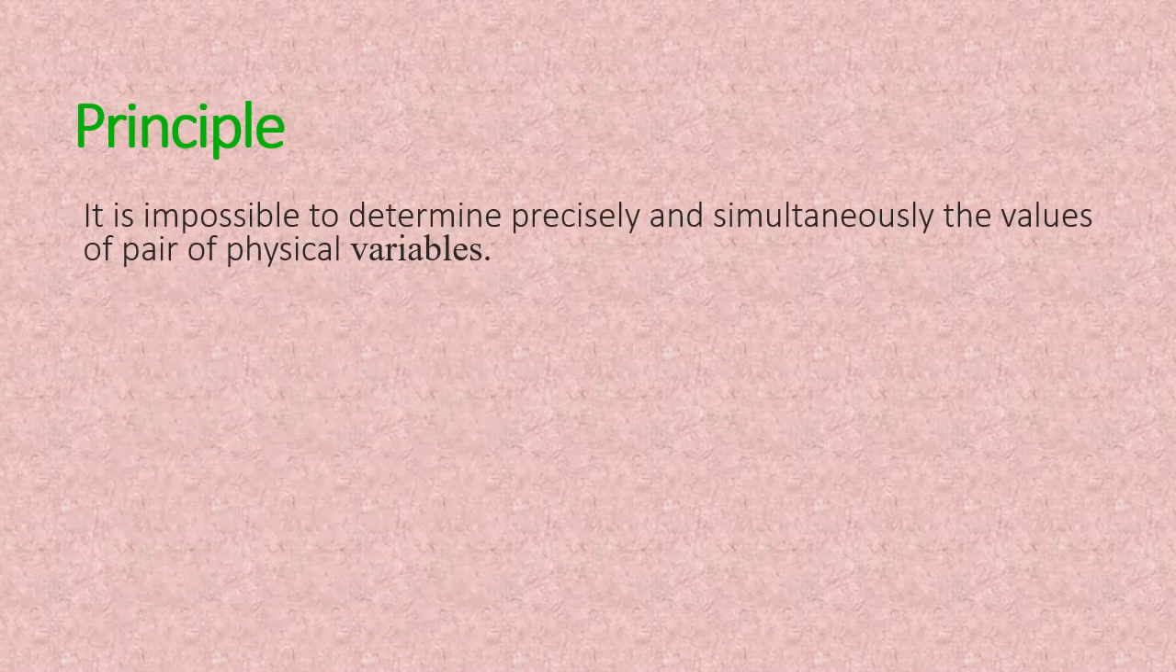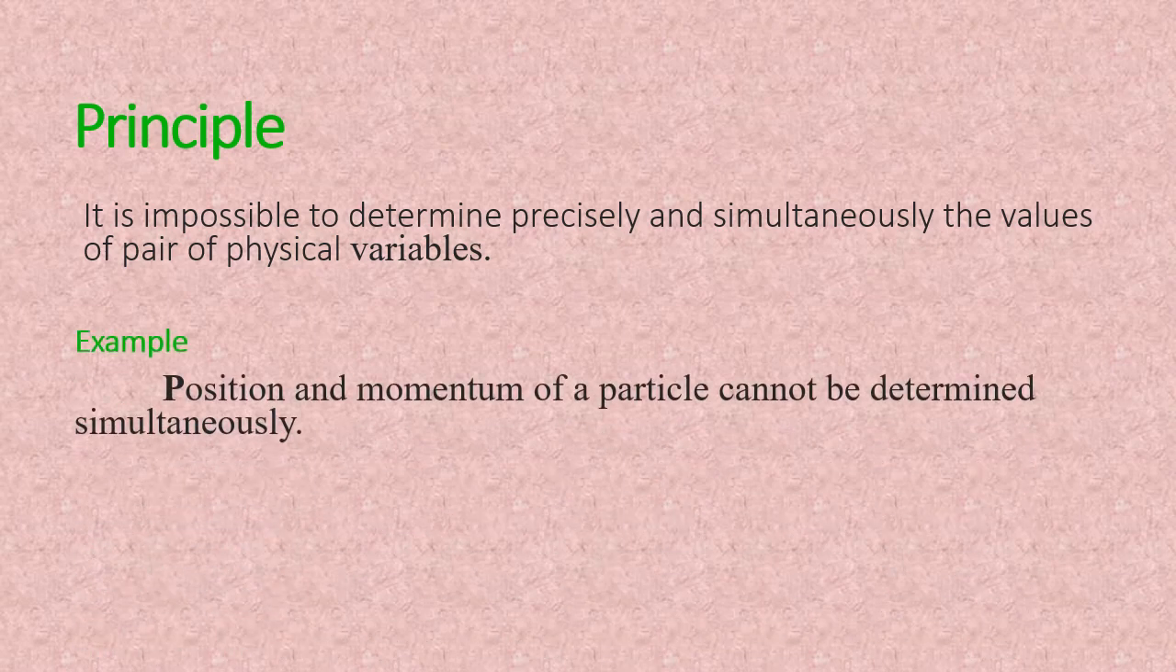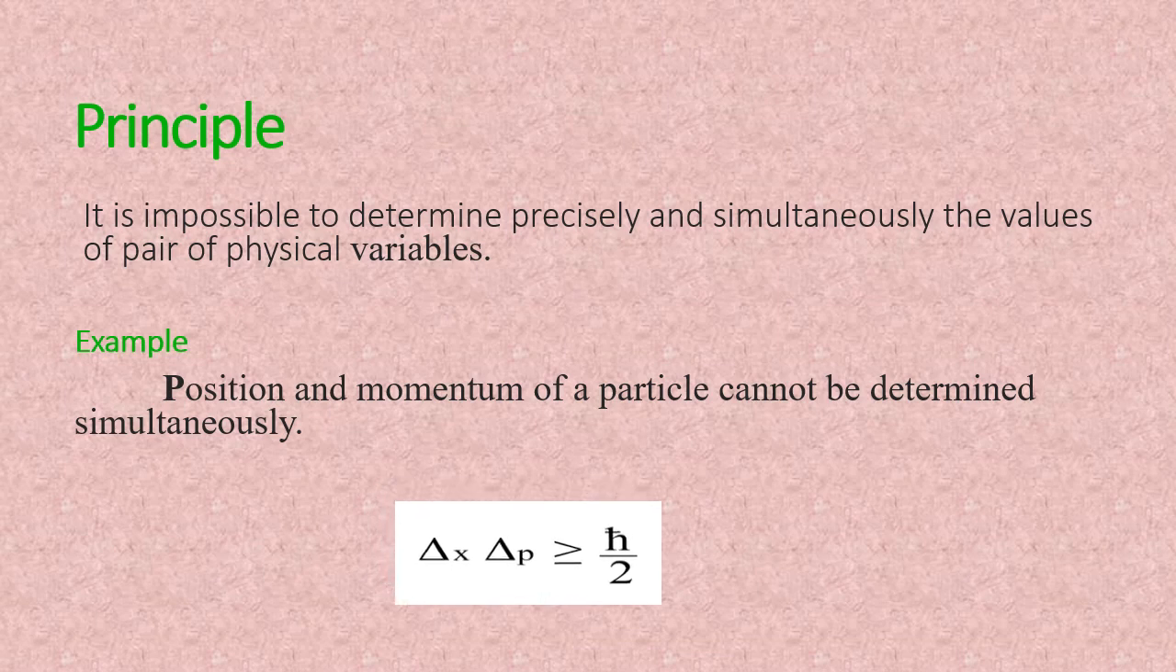Example: according to this principle, the position and momentum of a particle or electron cannot be determined simultaneously to any desired degree of accuracy. Here, del x times del p is greater than or equal to h cross by 2. Del x means the uncertainty in position of the particle, del p means the uncertainty in momentum of the particle, and h cross is h by 2 pi.